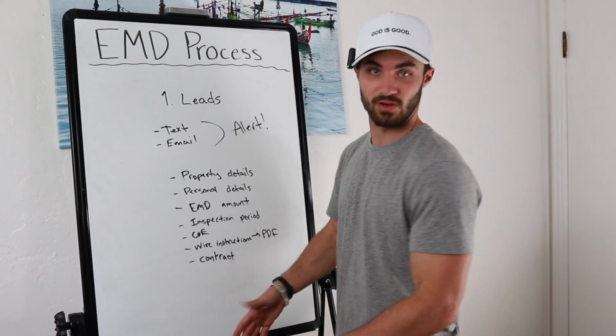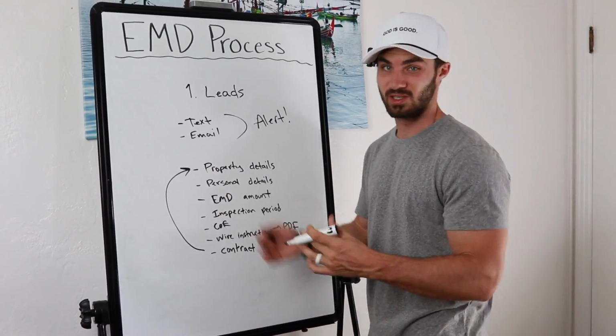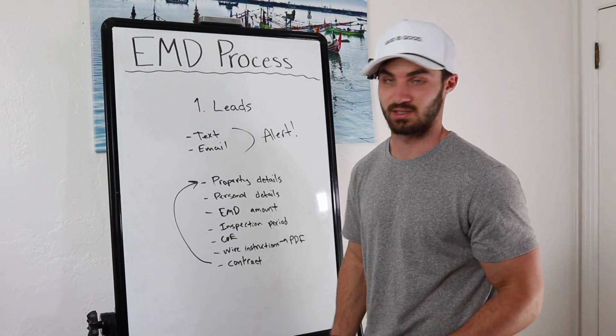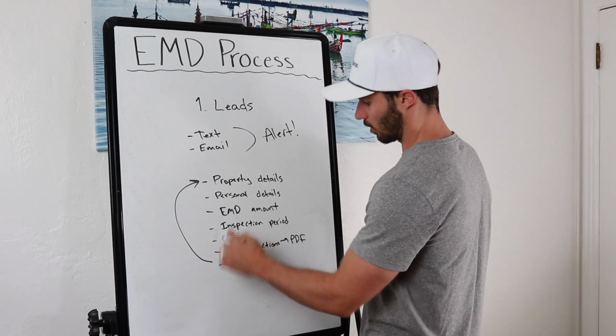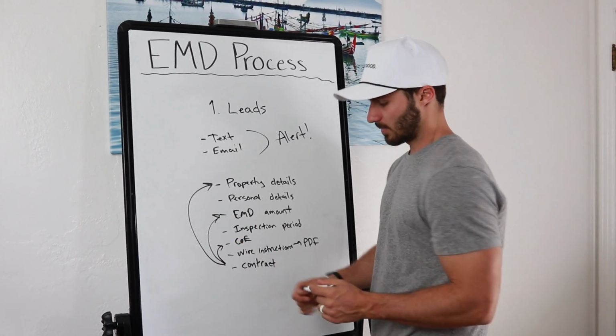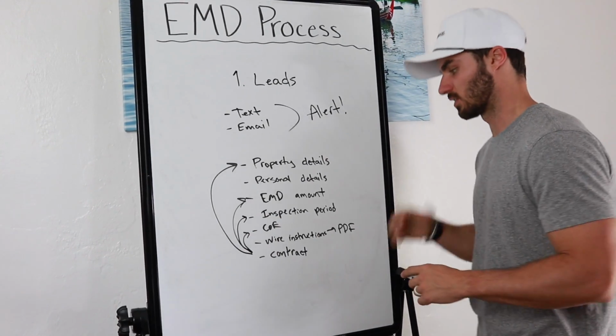The contract verifies all of this stuff, right? When you get the contract, first thing, obviously, check out those property details. Make sure that you guys are on the same page. They didn't tell you it was 123 Main Street, but now the contract has something else on it. You're going to be confirming all of this stuff, so you're going to confirm your EMD amount. You'll confirm your COE. And then you're going to confirm your inspection period, which is, in my opinion, the most important thing that we'll talk about.